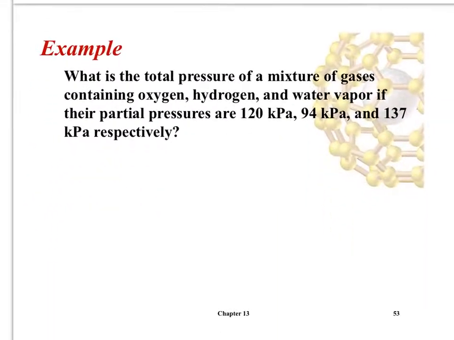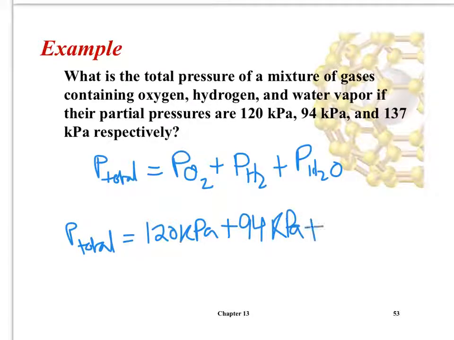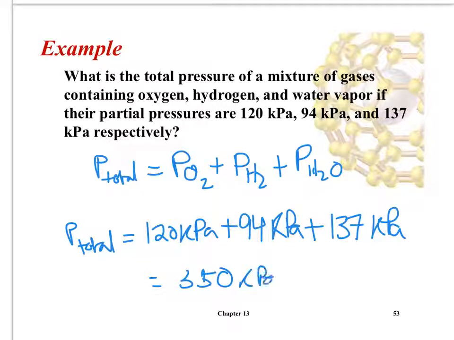So let's try a problem. It says, what is the total pressure of a mixture of gases containing oxygen, hydrogen, and water vapor if their partial pressures are given, respectively? So you're going to say that the total pressure is equal to the partial pressure of the oxygen plus the partial pressure of the hydrogen plus the partial pressure of the water vapor. So P total is equal to 120 kPa plus 94 kPa plus 137 kPa. And with sig figs, that is 350 kPa.